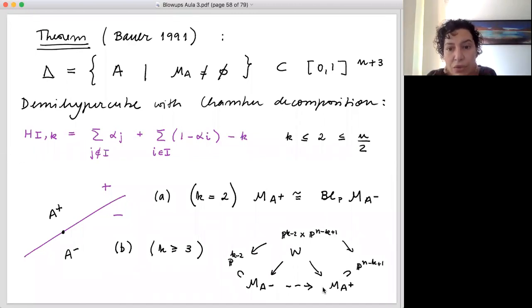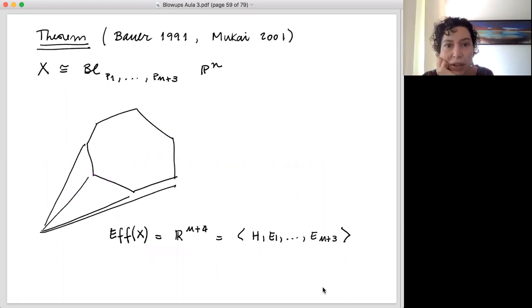So he understood these moduli spaces very well. And then what Mukai observed later on is that this in fact gives us the Mori chamber decomposition for the moduli space of P^n blown up at n plus 3 points. So here I'm drawing a cross section of the effective cone. Here I'm writing R^(n+4), as a vector space. This has dimension n plus 4, generated by the class of a hyperplane and the classes of the exceptional divisors. So this is a vector space, not the effective cone.